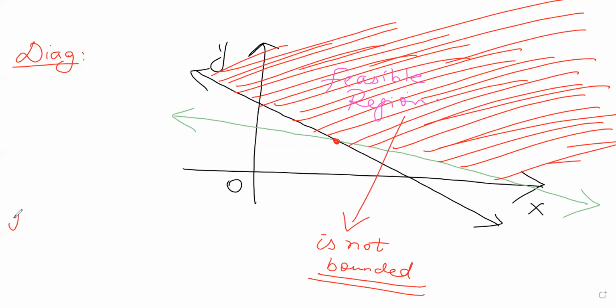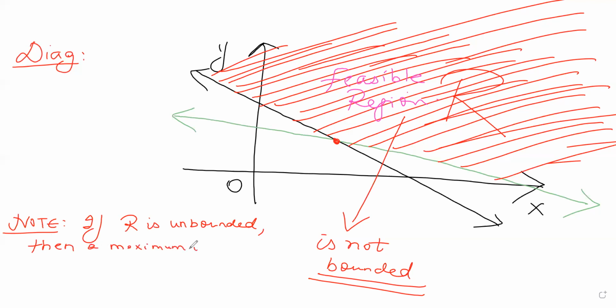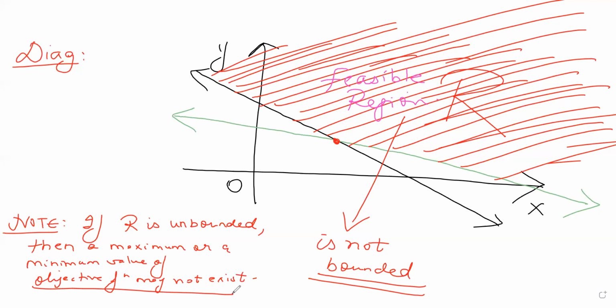So we can write a note that if my feasible region R is unbounded, as you can see in the diagram, your feasible region R is unbounded, then a maximum or a minimum value of the objective function may not exist. If your R is unbounded, a maximum or a minimum value of the objective function may not exist.